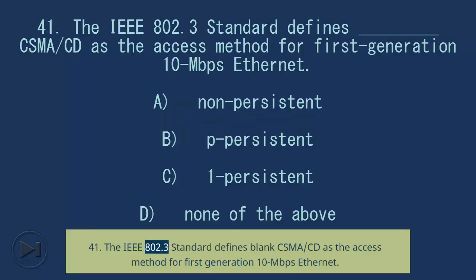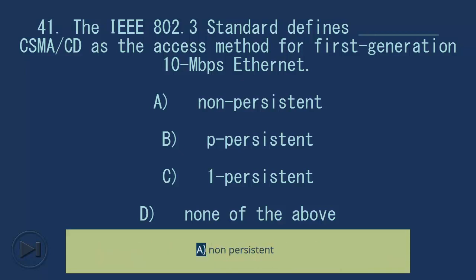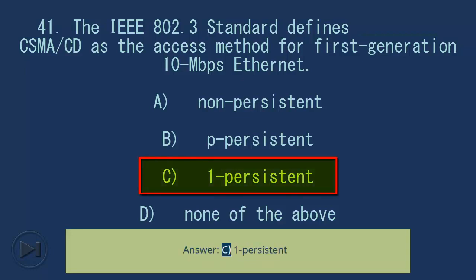41. The IEEE 802.3 standard defines blank CSMA/CD as the access method for first generation 10 Mbps Ethernet. A. Non-persistent. B. P-persistent. C. 1-persistent. D. None of these. Answer, C. 1-persistent.